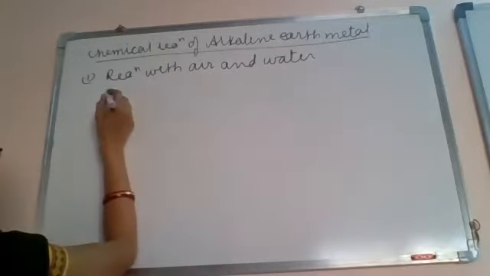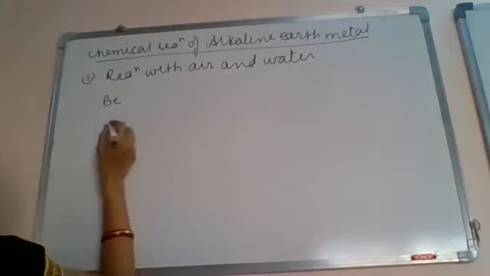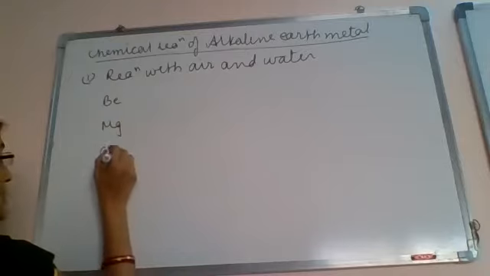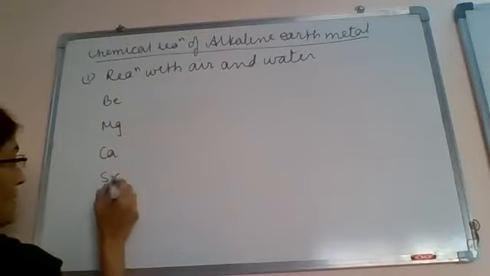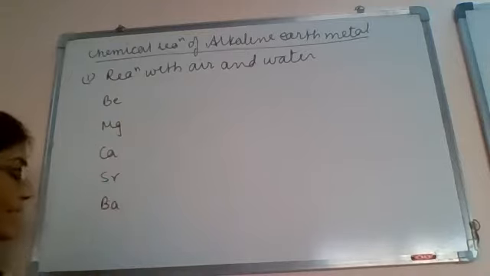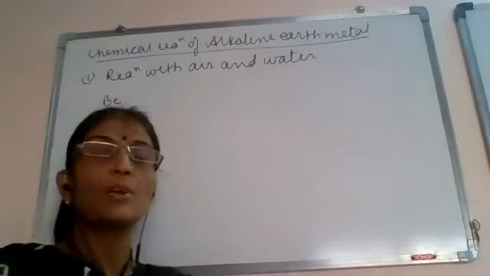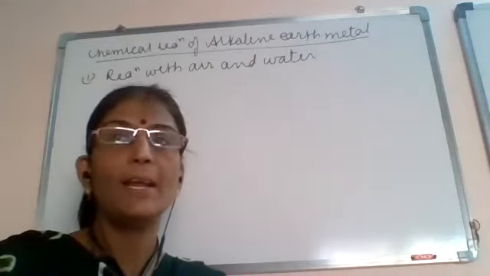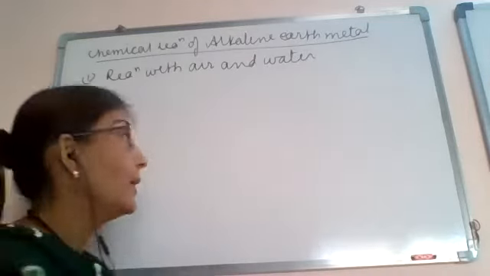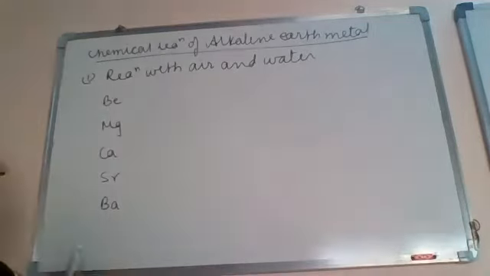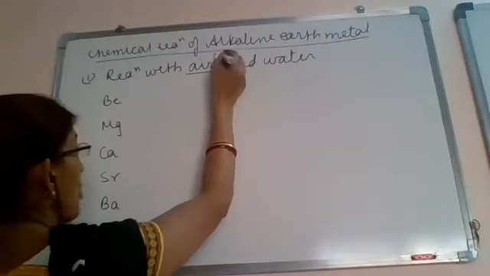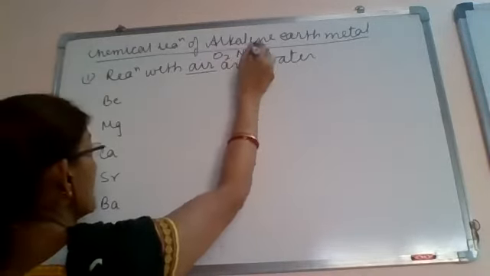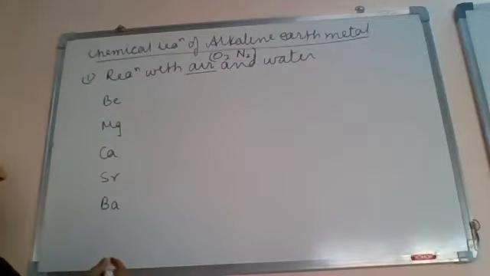Elements of second group: beryllium, magnesium, calcium, strontium, barium. Radium generally we are not considering because radium is a radioactive element and it won't take part in any chemical reaction. What happens when they combine with air? We know in air there is oxygen and nitrogen. So they combine with oxygen as well as nitrogen to form oxide and nitride.